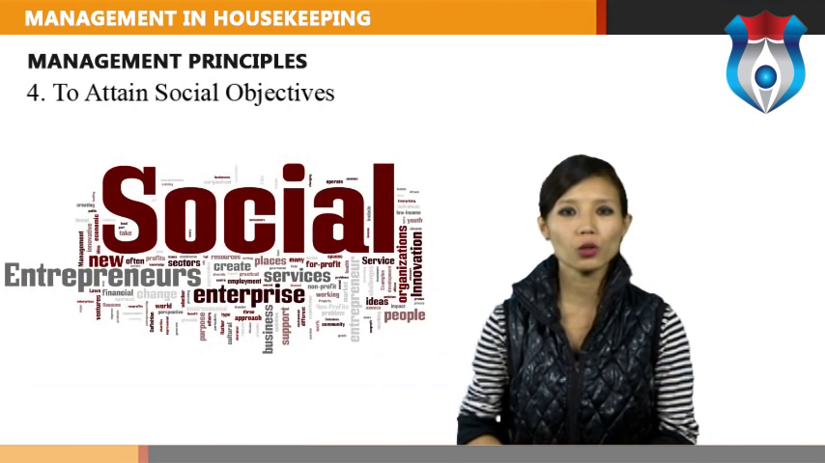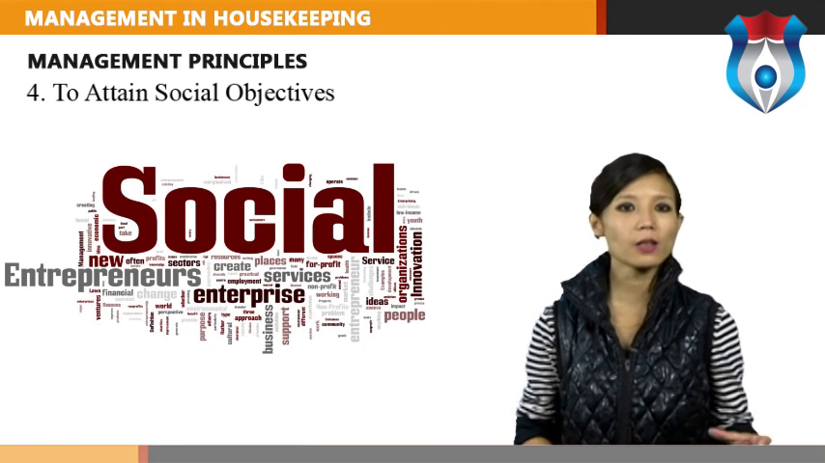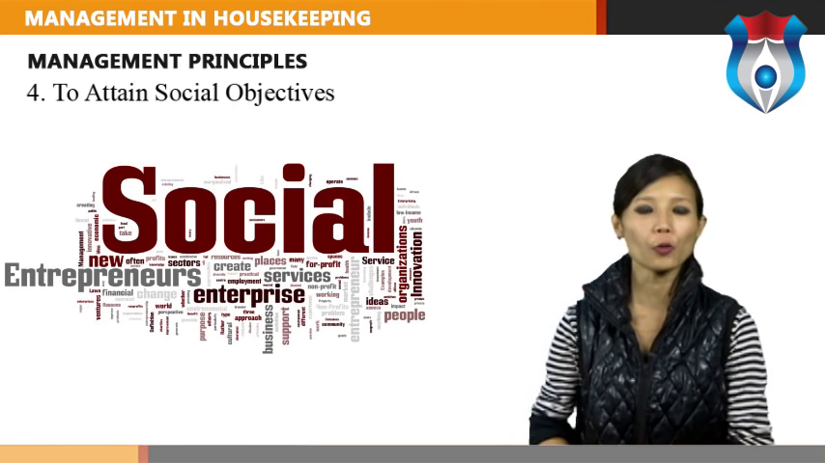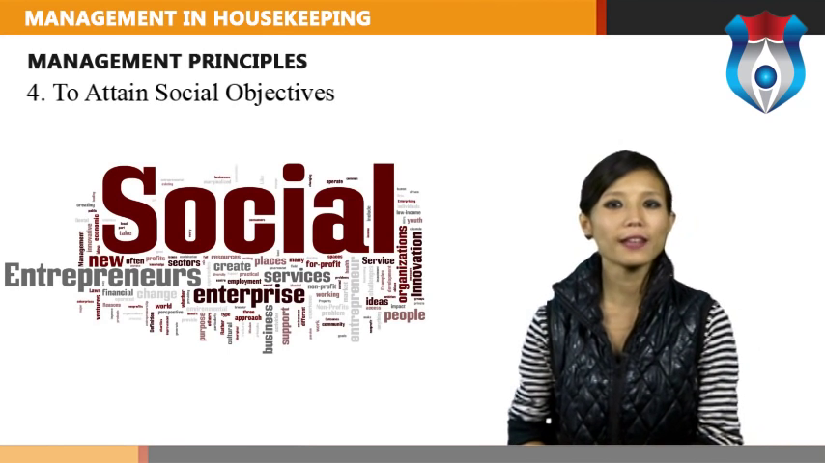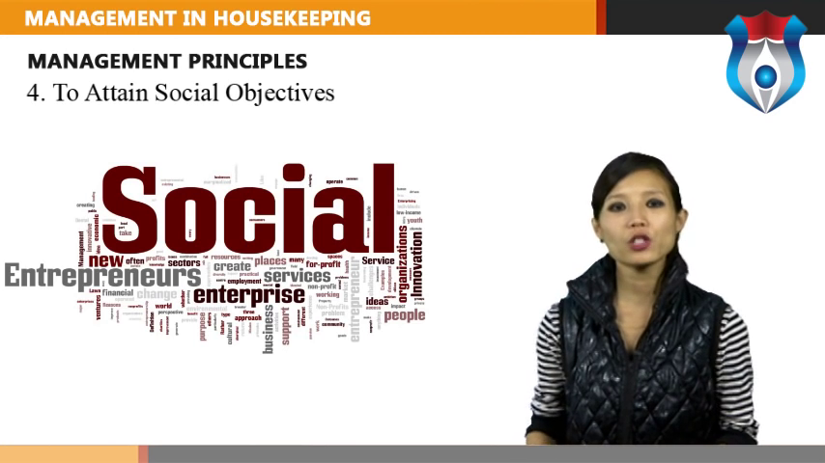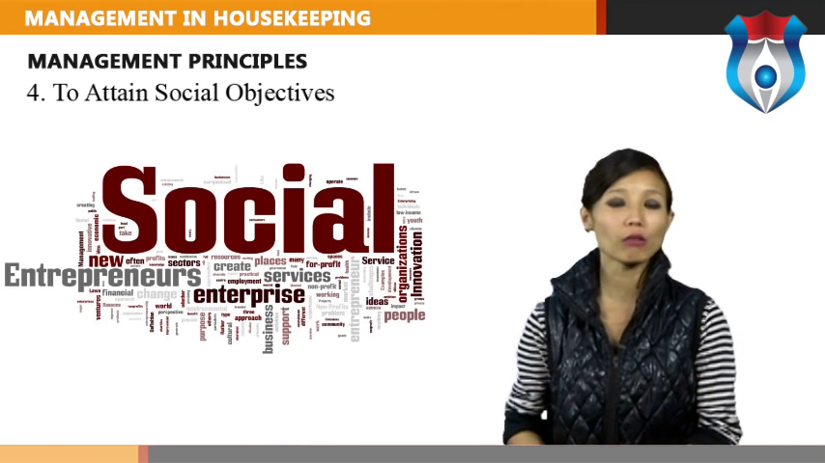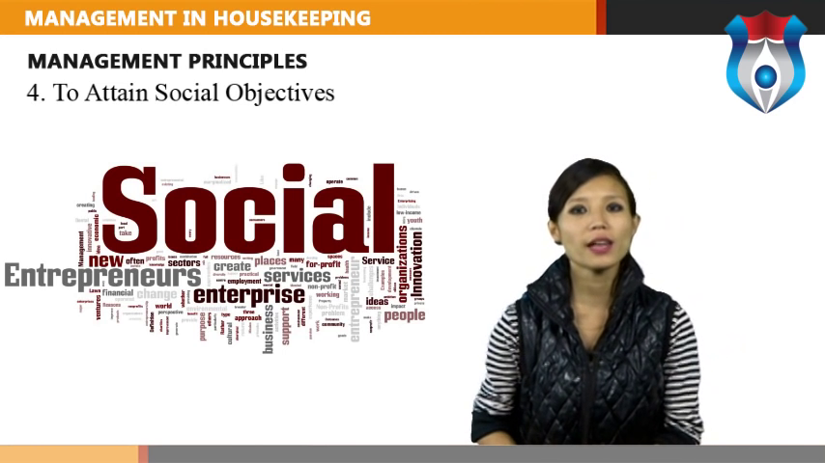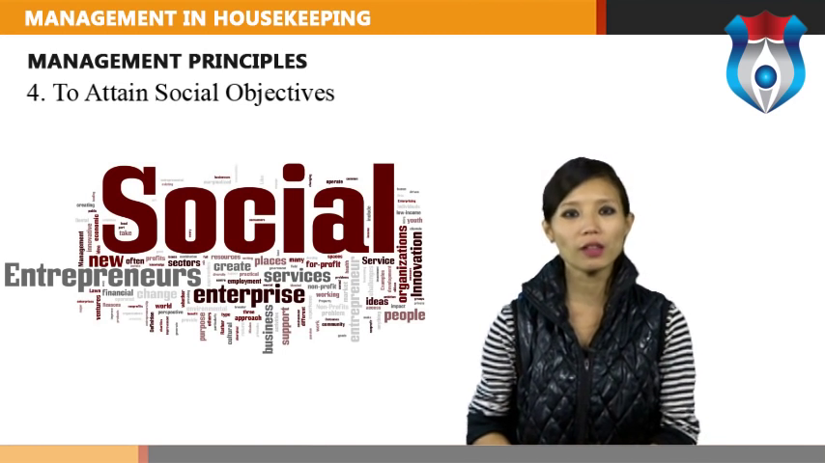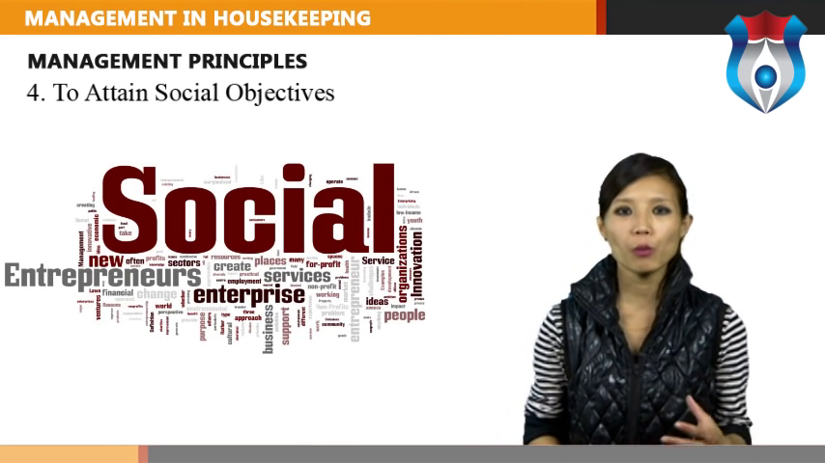To attain social objectives: management itself is part of the society and it takes the inputs from the society and gives the output to the society. Thus, the standard of the society depends upon the quality of the management. If the management is efficient, the resources of the society are better utilized, thereby giving more satisfaction to the society and improving the quality of life of people. In this context, management principles play an important role.